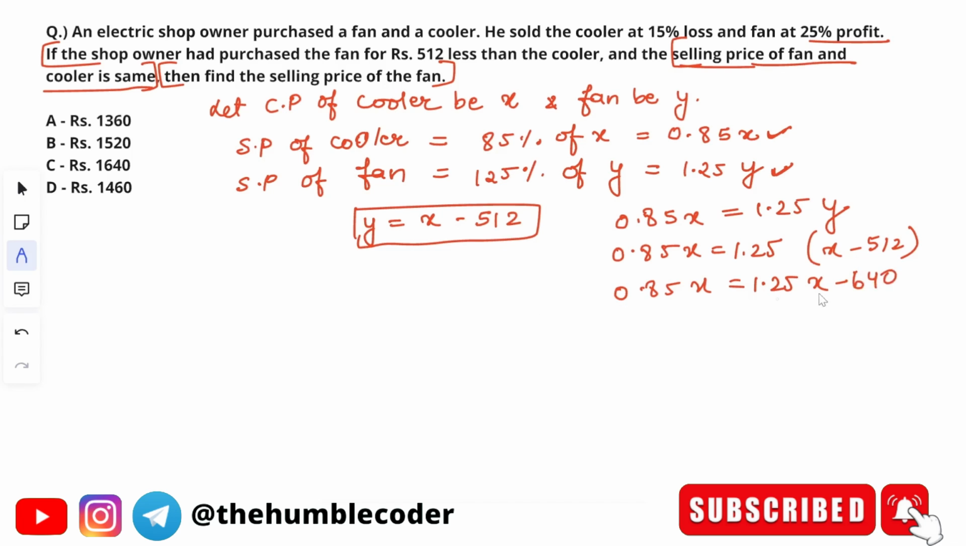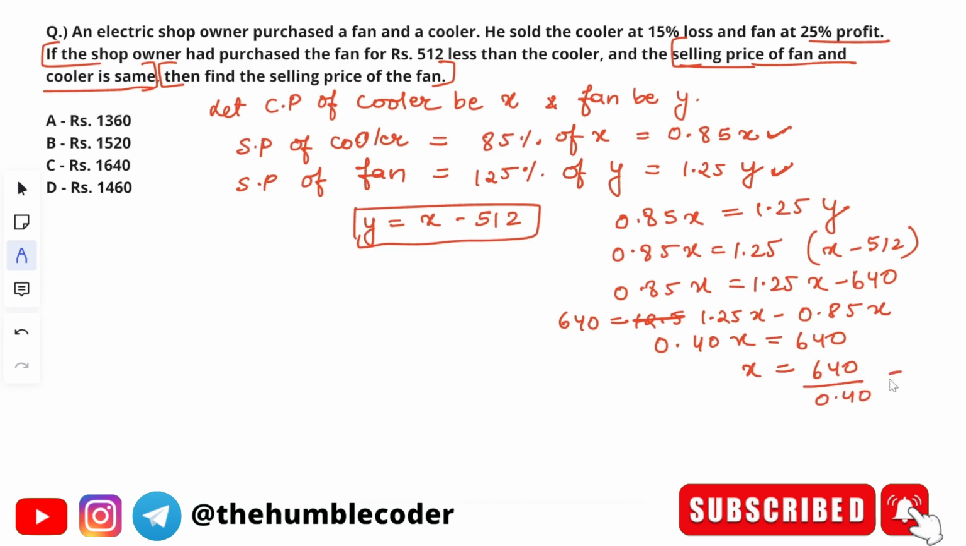We will take the x values to one side, that is 1.25x minus 0.85x, and that 640 will go to the other side. Finally, when you completely solve this, you will get 0.40x equals 640, and then the x value will be 640 divided by 0.40, which finally gives you 1600. Now we have found the value of x, which is 1600.